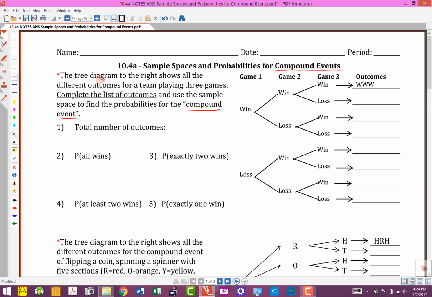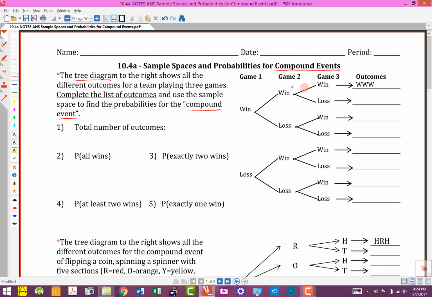The tree diagram to the right shows all the different outcomes for a team playing 3 games. Complete the list of outcomes and use the sample space to find the probabilities for the compound event. So there are a couple things that we definitely want to notice. We need to know what a compound event is, and we need to know what a tree diagram is.